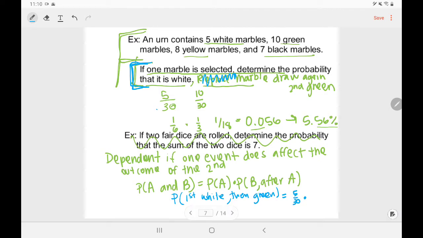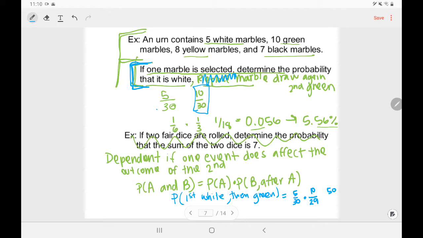And I'm still going to multiply it by my second, but I'm no longer going to use 10/30ths because I can still have 10 green marbles in my bag, but I no longer have 30 total. I took one out when I drew the first one, no matter what it was, so I now only have 29. So 5 times 10 is 50, 30 times 29.